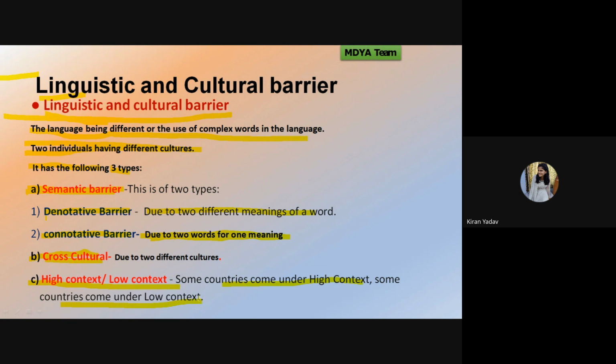As we have discussed in the last slide, in high context cultures people are not very direct, but in low context cultures they are more direct, like expressing everything verbally. So high context culture people might consider that bad. So these are the linguistic and cultural barriers.